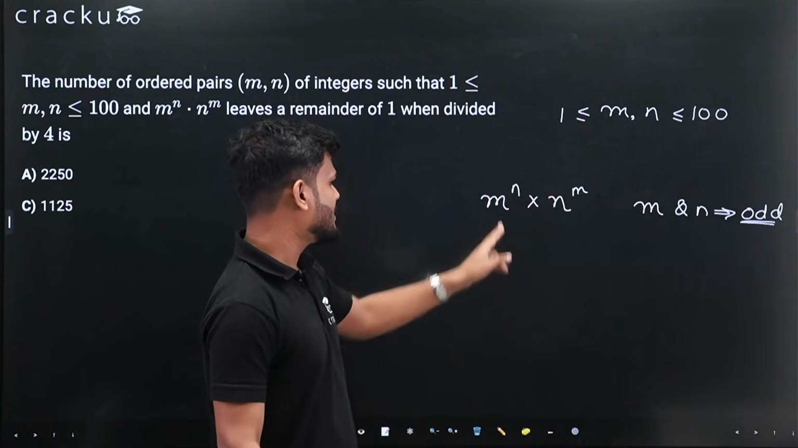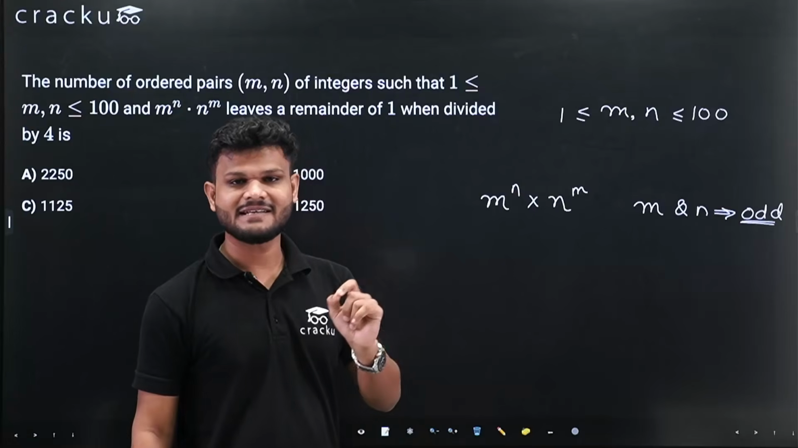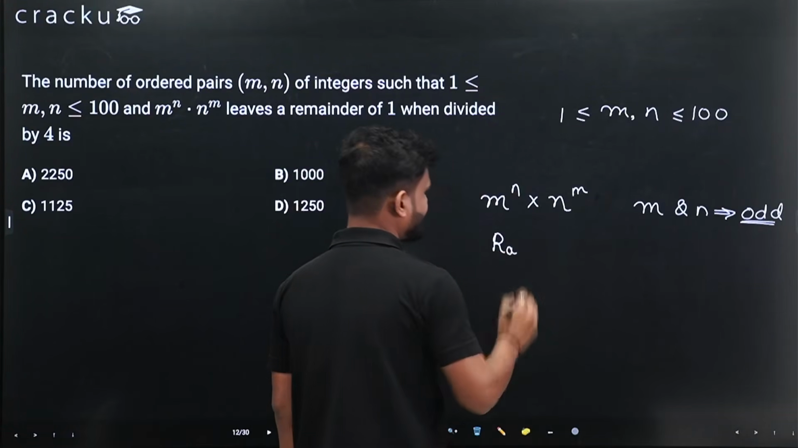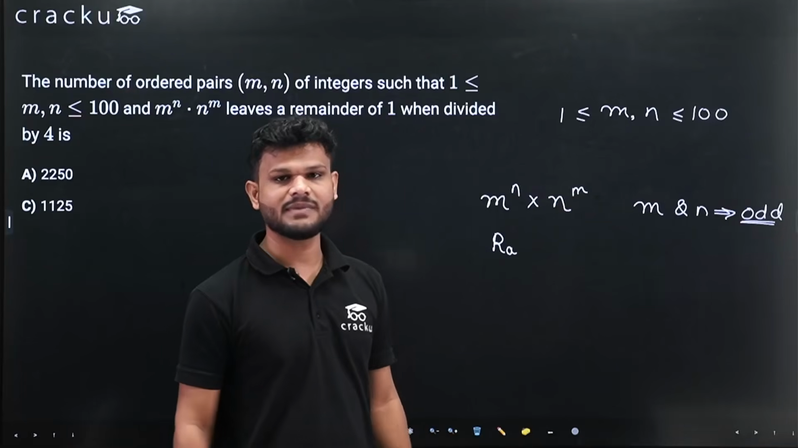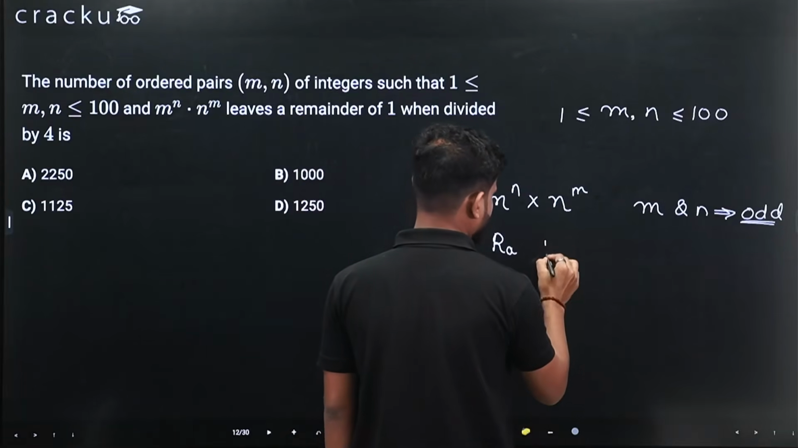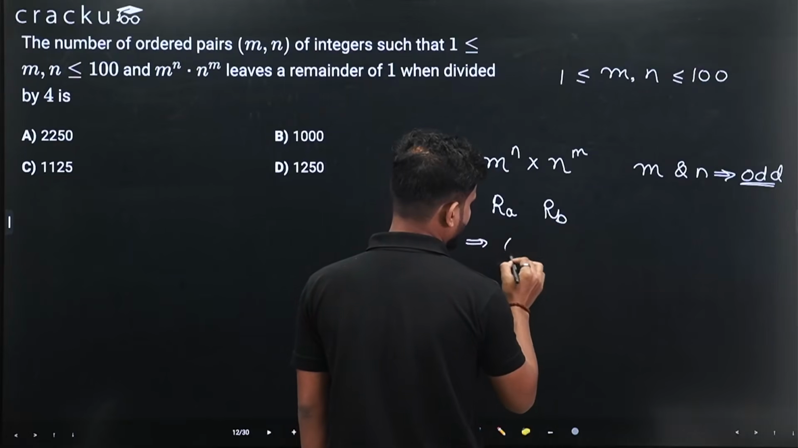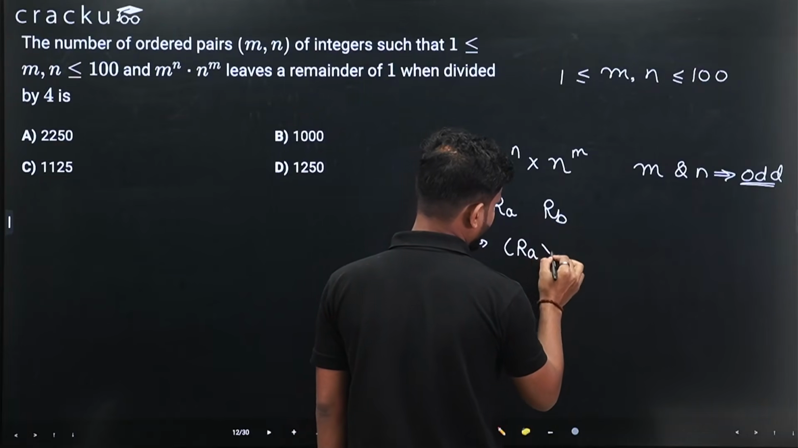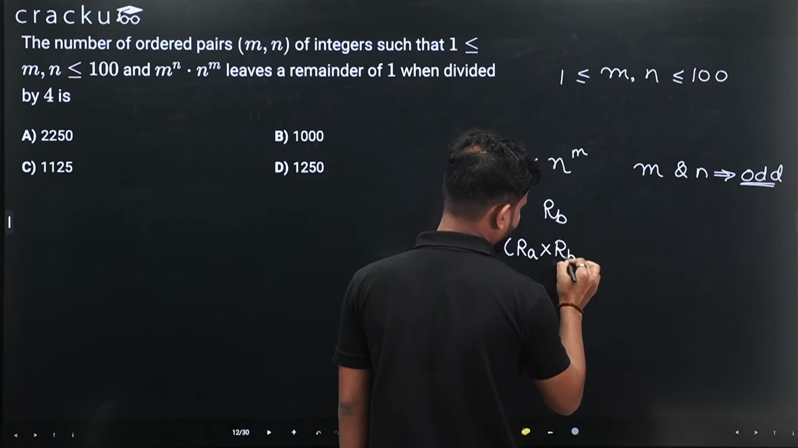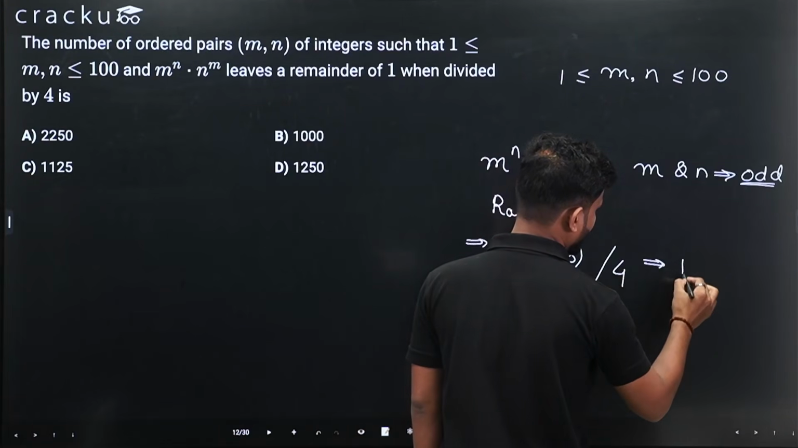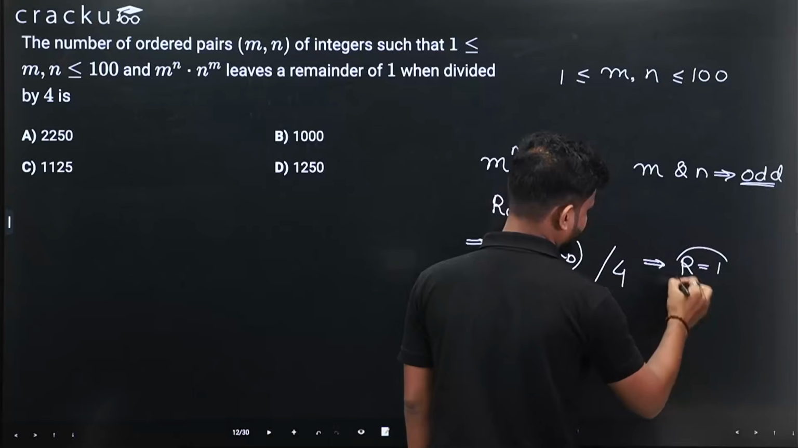Let us say when m raised to n is divided by 4, the remainder is Ra. And when n raised to m is divided by 4, the remainder is Rb. So what I want is that when Ra into Rb is divided by 4, the remainder should be equal to 1.